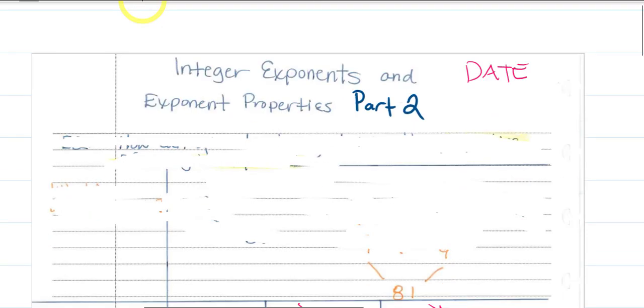Today we're going to do the second part of the integer exponents and exponent properties notes. So you can title this part 2 and make sure you put today's date. We're also going to have a part 3, but today we're going to do part 2. All right, so let's go.